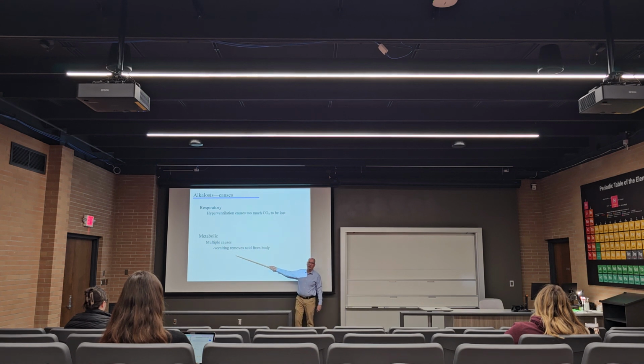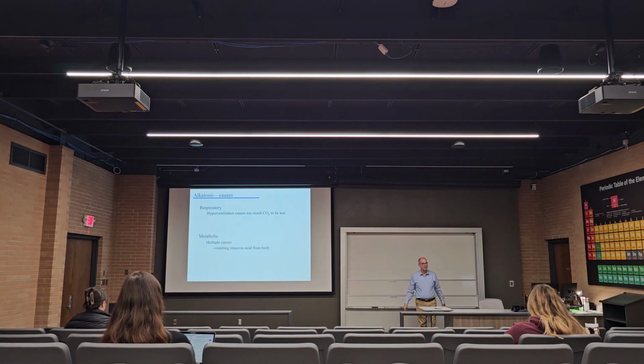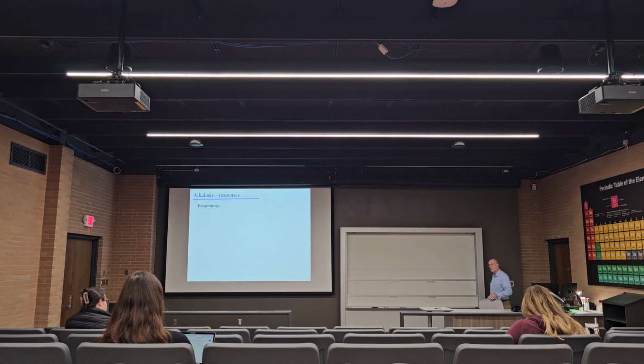Or it could be metabolic. Most common cause, vomiting. Because as you're vomiting, you're removing all that stomach acid, and that's raising the pH in the bloodstream. By the way, acidosis is far more common than alkalosis. Most of the time, acidosis is the issue, not alkalosis. But anyway, how do we respond to this? Well, if it's respiratory, slow down your breathing rate.